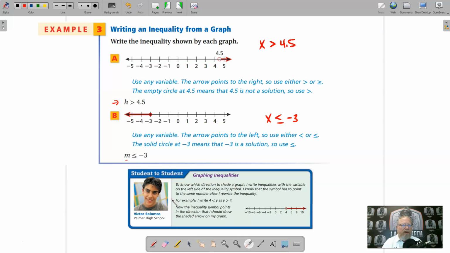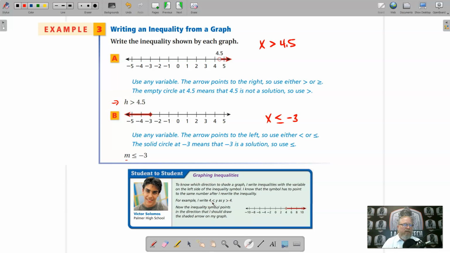I noticed this long ago whenever I started working with inequalities. To know which direction to shade a graph, I write inequalities with the variable on the left side of the inequality symbol. I know that the symbol has to point the same direction after I write the inequality. For example, I write 4 is less than y. He flips it around to be y is greater than 4, right? They just change sides. The 4 goes from the left to the right. The y goes from the right to the left. And you have to reverse the sign as well.